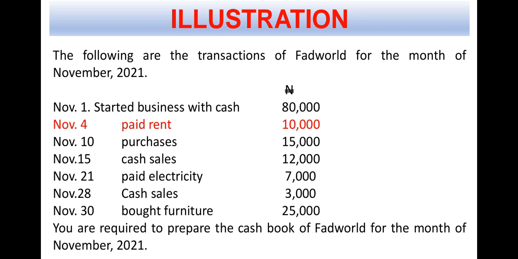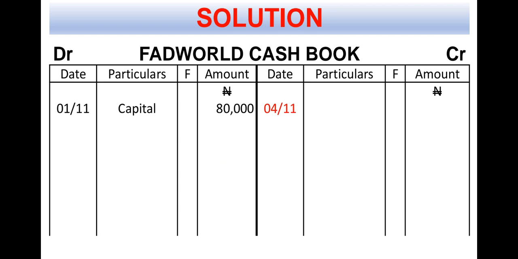So we go back to our question. November 4, paid rent 10,000 naira. Rent is an expense, which means cash is going out. So that means we are going to credit the cash book. Remember, when we receive money, when we receive cash, we debit the cash book. When we give out cash, we credit the cash book. So we go back to our cash book, November 4, which is 0411. Rent 10,000 naira. That is the treatment. We go back to the question.